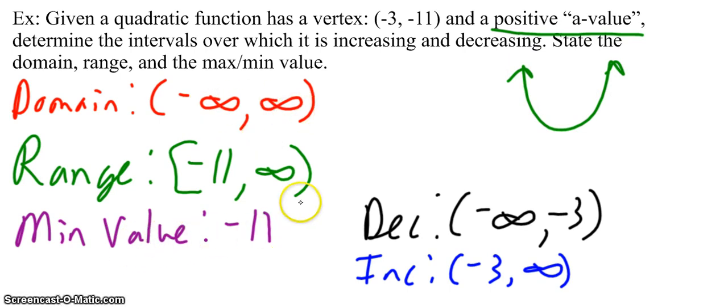The minimum value is the y-coordinate, or k, of the vertex. The range is k comma infinity, because it opens up, including the negative 11 in this case. It is decreasing to the left of the vertex, and then it is increasing to the right of the vertex, and we label those with the x-coordinates, so based on the domain, which is negative infinity to infinity, I start at negative infinity, I go to negative 3, and then it's increasing from negative 3 to infinity. All right, good practice.